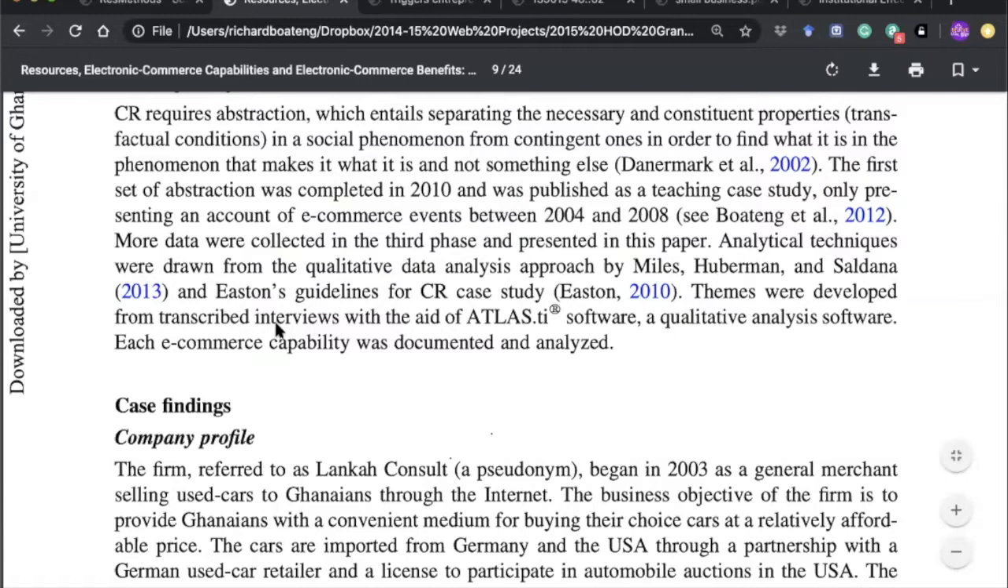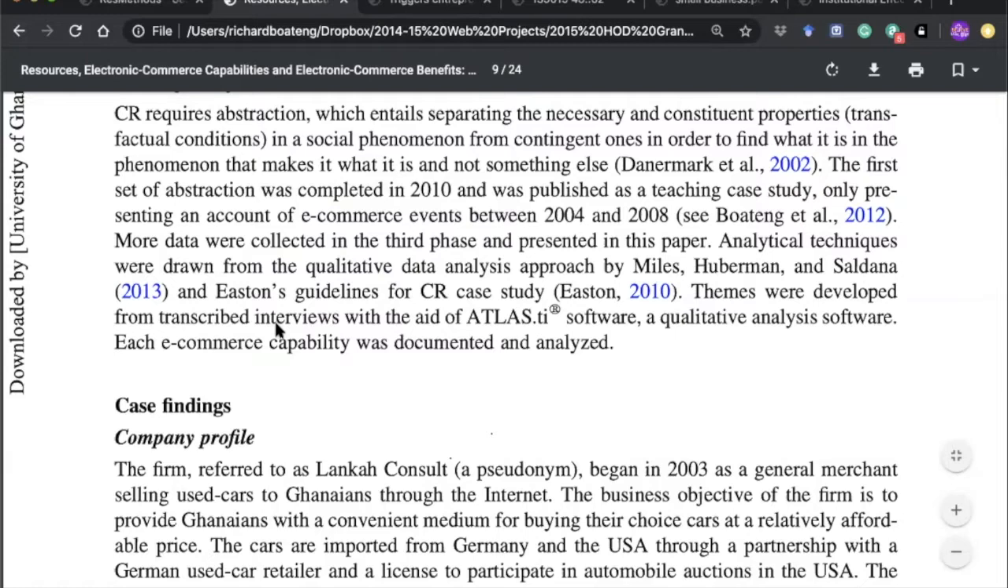Then Easton is a marketer, but he does a lot of CR studies, that's qualitative research, critical realism case studies. So if you say you're doing a case study using critical realism and you don't mention Easton, somebody will say there's a problem with your work. The same way, if you are doing an interpretive case study and you don't mention Walsham and Klein, especially Walsham, then there's something wrong with your work, because Walsham is the father of interpretive case studies. So you have to know who the dominant people are in the particular paradigm that you have selected.